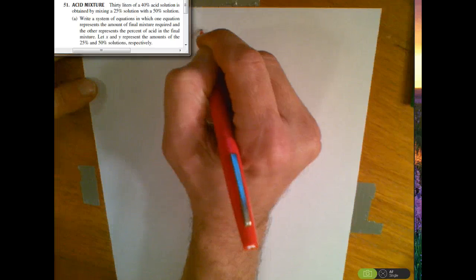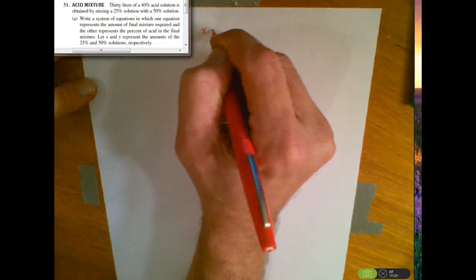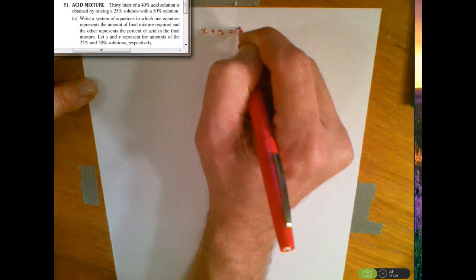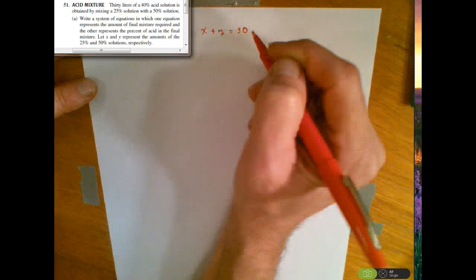So what do I have going on in this problem? That's the proverbial question. Well, first of all, I know I'm going to have 30 liters of solution. So if I'm going to have 30 liters of solution, the amount that I have of the x plus the amount that I have in the y better equal a total of 30 liters. Okay, so now I have one equation.